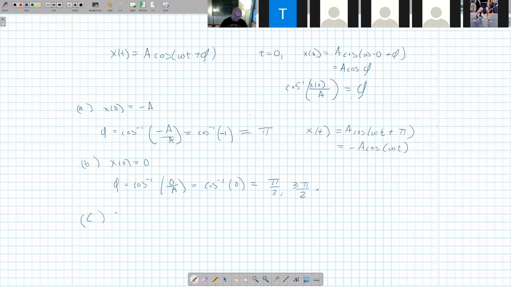So part C, we're talking about that x of 0 is equal to the amplitude. So here we get the inverse cosine of 1, right? So our phase factor in this case is simply inverse cosine of 1. And when is cosine equal to 1? So for what angle is cosine equal to 1? 0. 0, good. So here, this is simply 0. So again, in this case, there is only one answer. In this case, there are two answers.